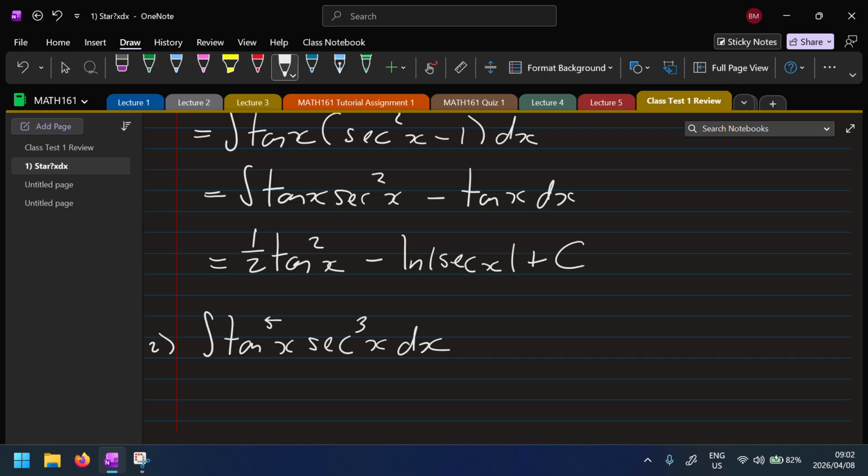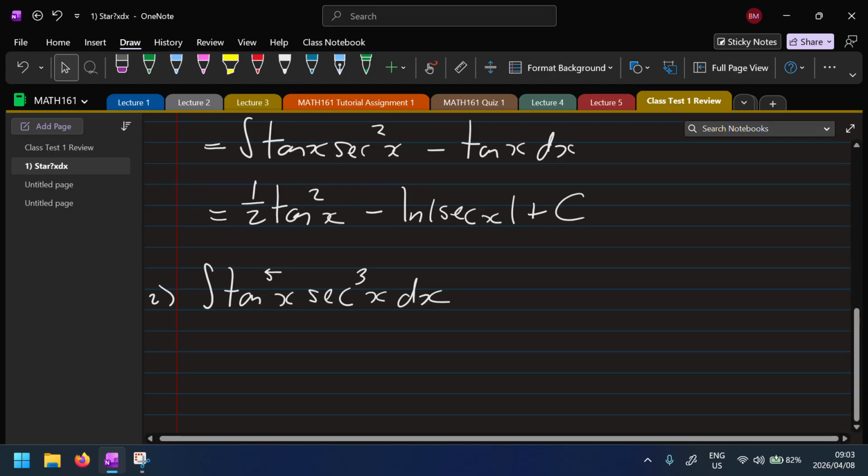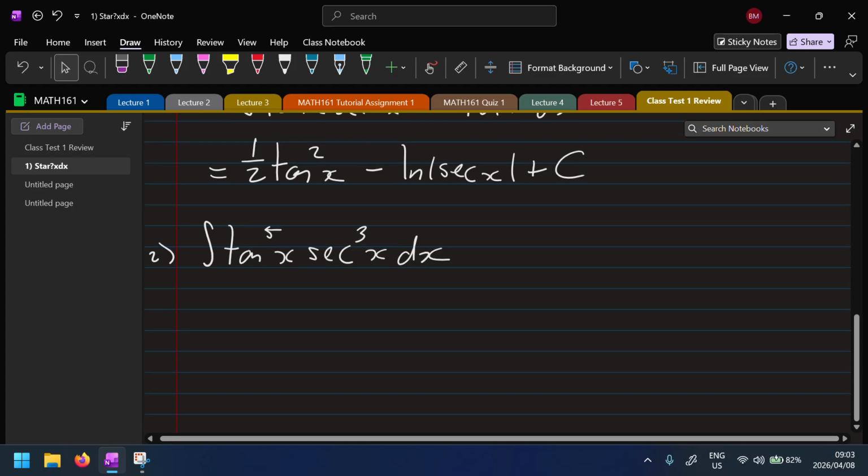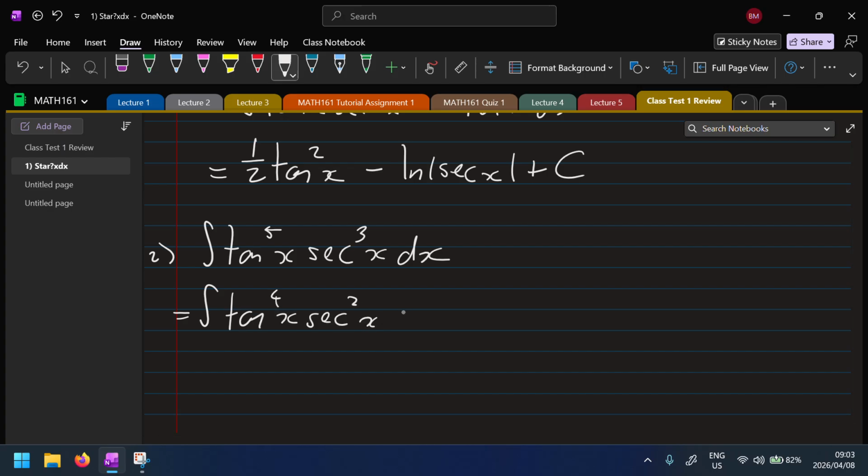I think we did this one in class, but both of them are odd. So what do we do? Both are odd. We take out sec tan. Yeah, because if both are odd and we take out sec tan, then it becomes even, which is what we want. So this will be integral tan to the 4 sec squared sec x tan x dx.